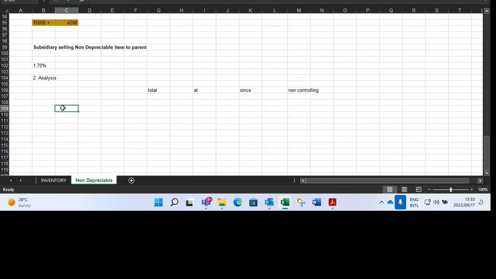Okay. Share capital. The share capital for the subsidiary is 100,000. How much was the retained earnings at the date of acquisition? $16,000. 16,000.